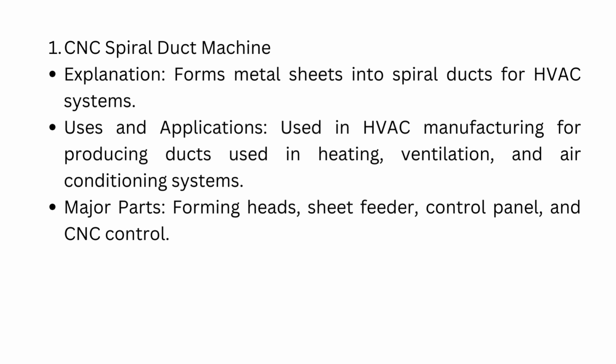CNC spiral duct machine. Explanation: forms metal sheets into spiral ducts for HVAC systems. Uses and applications: used in HVAC manufacturing for producing ducts used in heating, ventilation, and air conditioning systems. Major parts: forming heads, sheet feeder, control panel, and CNC control.